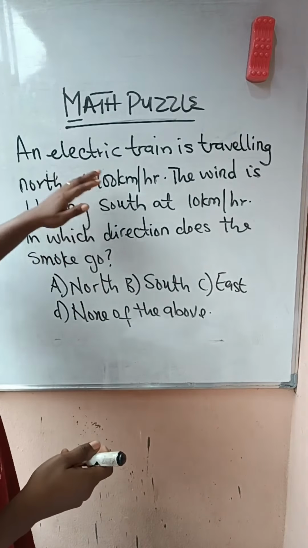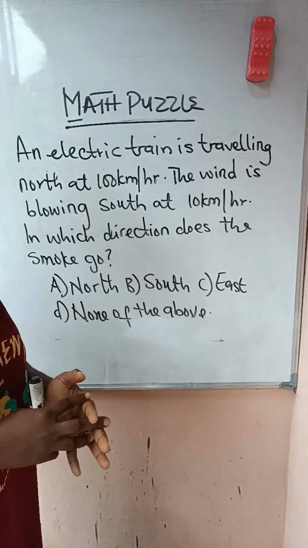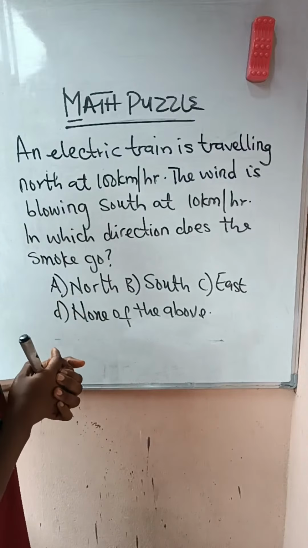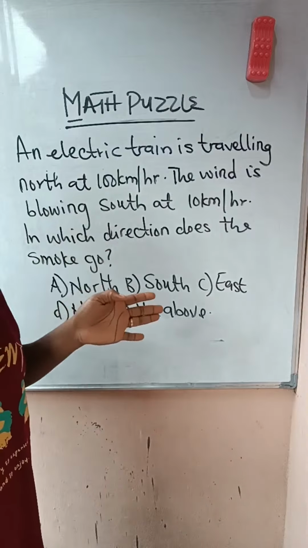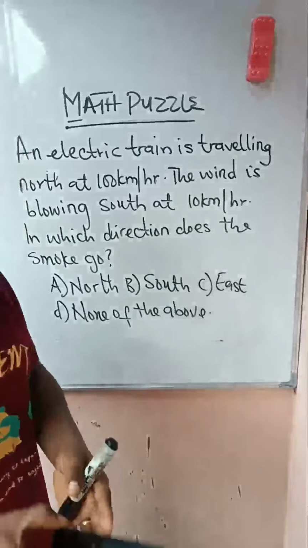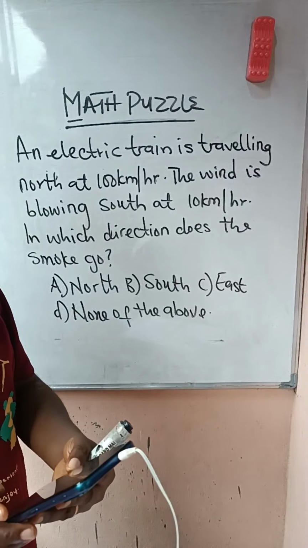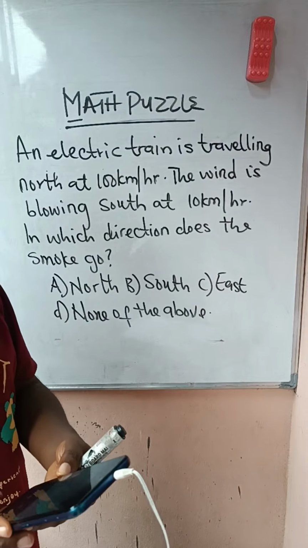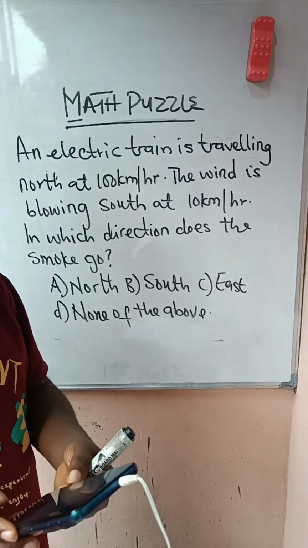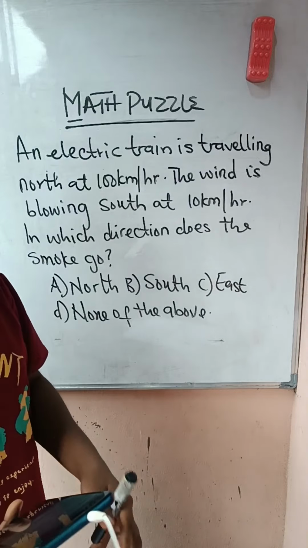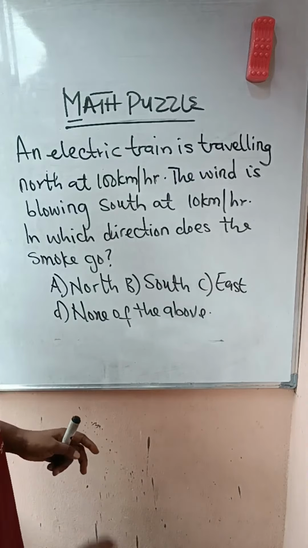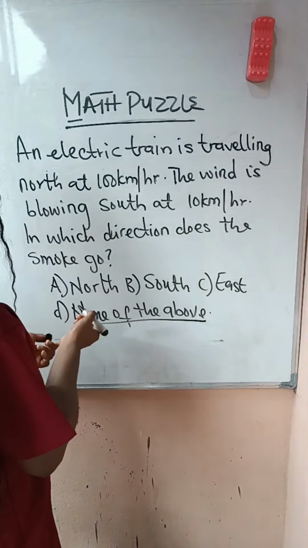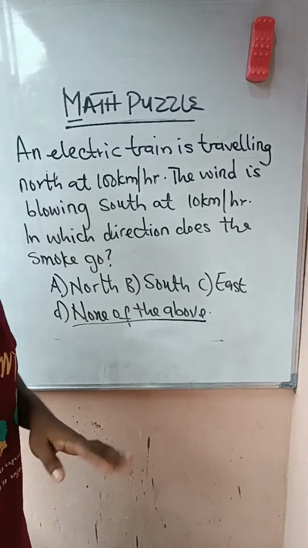An electric train is traveling north at 100 kilometers per hour. The wind is blowing south at 10 kilometers per hour. In which direction does the smoke go? Okay, just like most of you have said, AK said it's D, that is, Feshi there says D because I came with all the smoke. You came with all the smoke. Desert says no smoke, and that is the truth. Electric train has no smoke. So because of that, it doesn't produce smoke. The answer is none of the above.